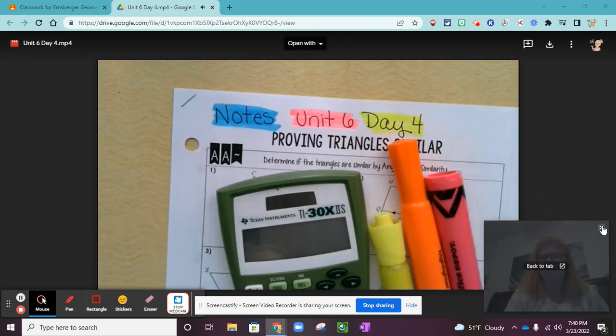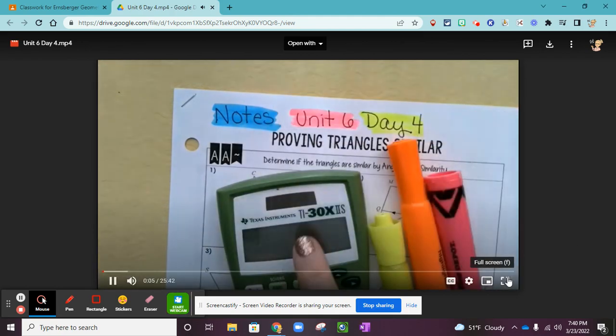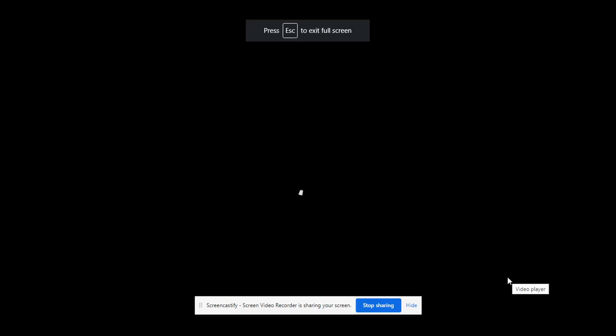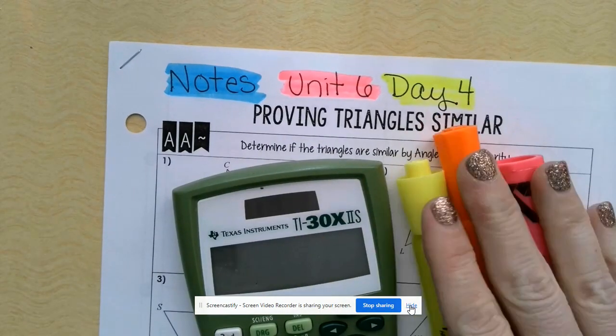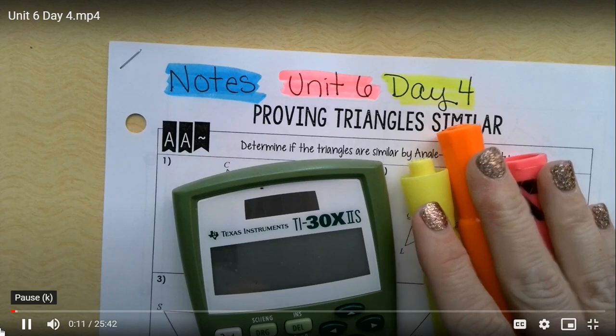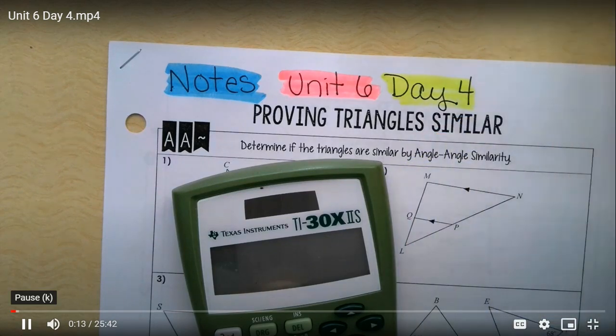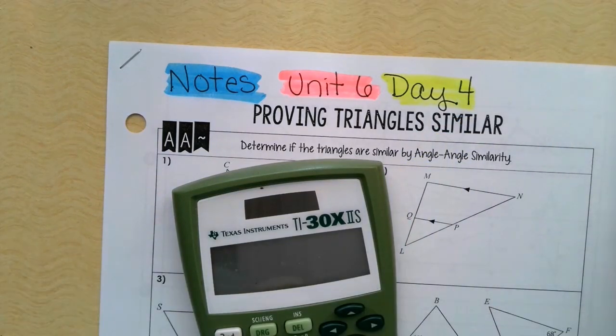Hey students, notes unit 6 day 4, you need your calculator and you need 3 highlighters. Again, I'm insisting that you use highlighters. It's been a big help if you've been using them. If you haven't been using highlighters, I really hope you're paying extra attention because it makes it harder for you.